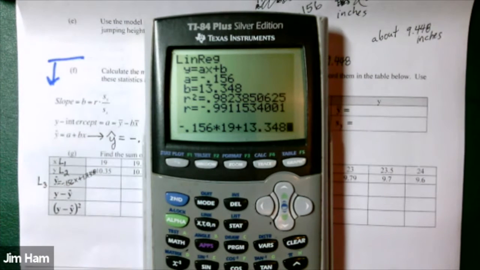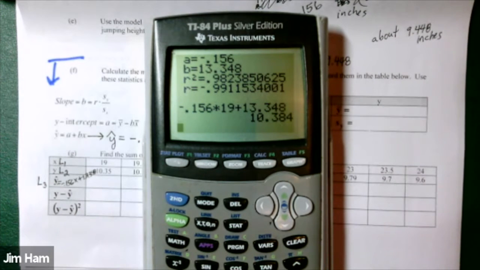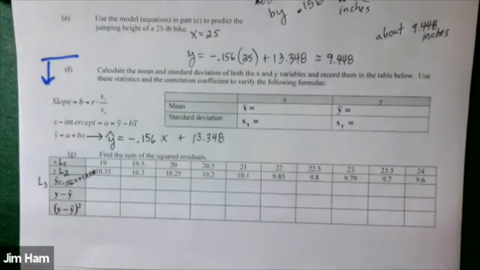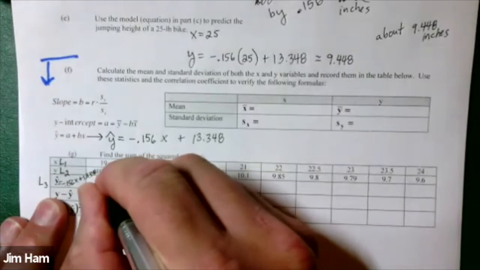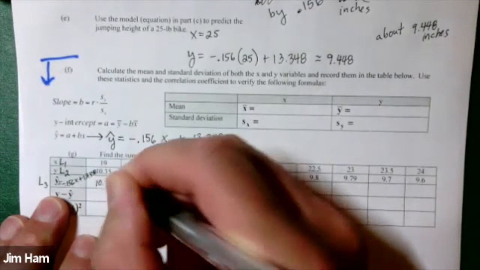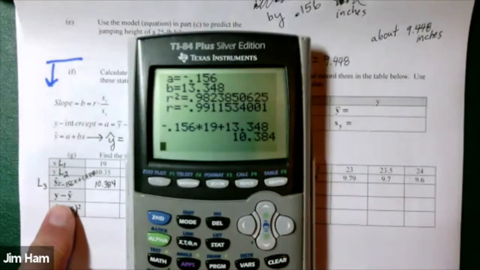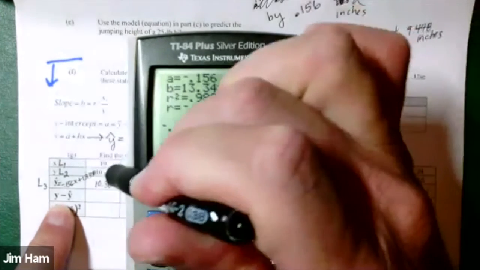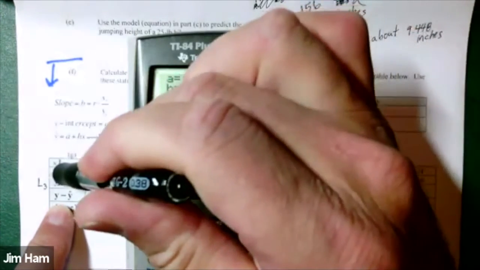It's the same thing we did up in part E, but I'm plugging in a different X value, where we plug in a number and we evaluate the Y value, and that's the predicted Y value. So this first one is 10.384. So I'm going to enter 10.384 right there.